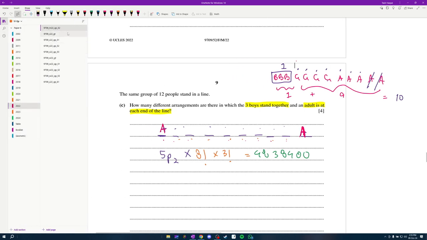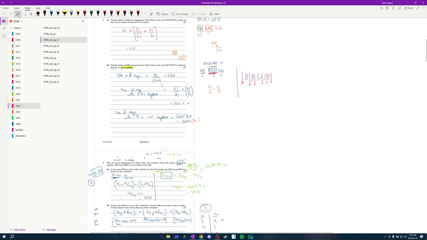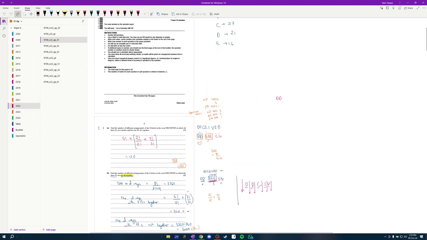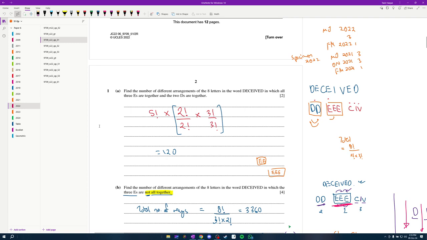Okay, moving on to May June 2151, Question 1 and 2, let's do this. Find the number of different arrangements of the word deceived. As you can see, I wrote it down on the right-hand side like DD, triple E, and then CIV. So we have 8 letters in total. Total arrangements is 8 factorial divided by 2 factorial times 3 factorial for the repetitions.